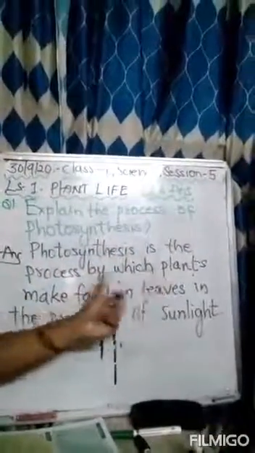Have a close look. First question. Explain the process of photosynthesis. Answer. Photosynthesis is the process by which plants make food in leaves in the presence of sunlight. This is the first question and answer. When you are writing, please read and write neatly. And you have to learn the question.